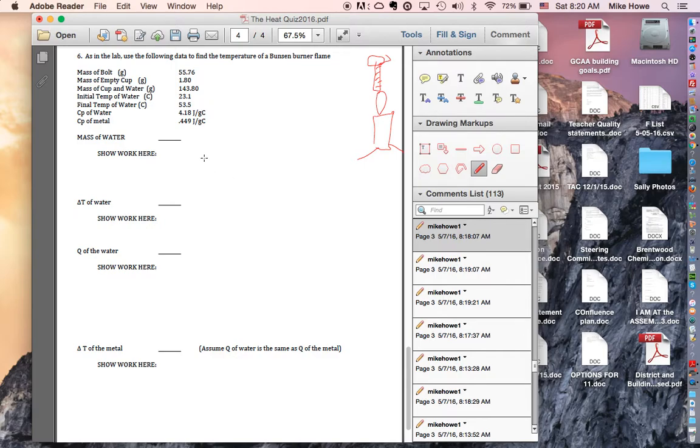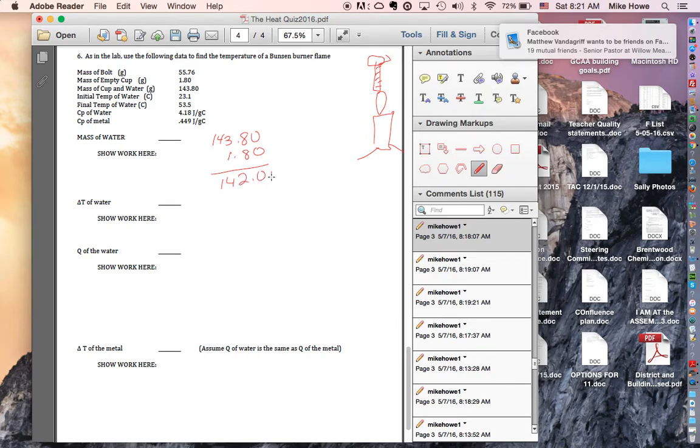Okay, so the first thing you need to do is find the mass of the water. So that'd be 143.80 minus 1.80. So the mass of the water is 142 grams.